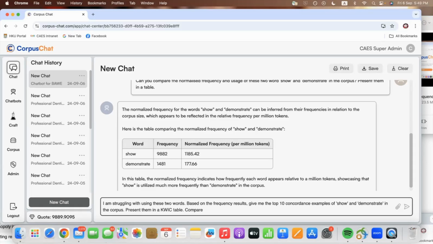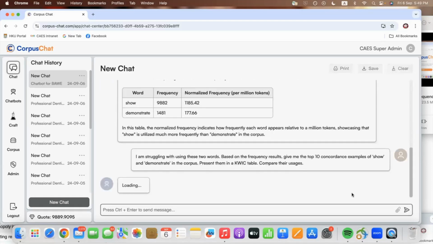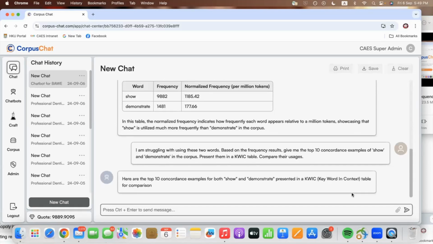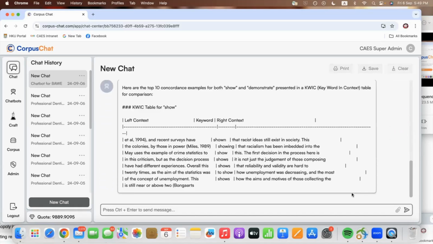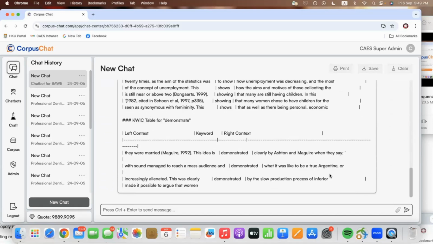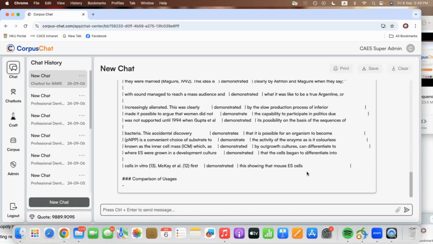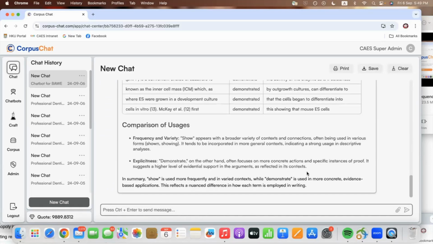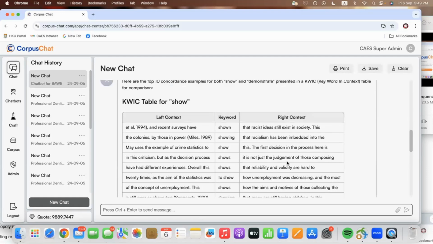Actually, in one question, or in one prompt, you can ask AI to do several things for you. Compare the usages. All right. So you can be more interactive with the AI, just treat CorpusChat somehow like a coach, like a tutor, where very quickly it gives you the answers, especially in a keyword in context. It's less overwhelming than any traditional corpus search interface.